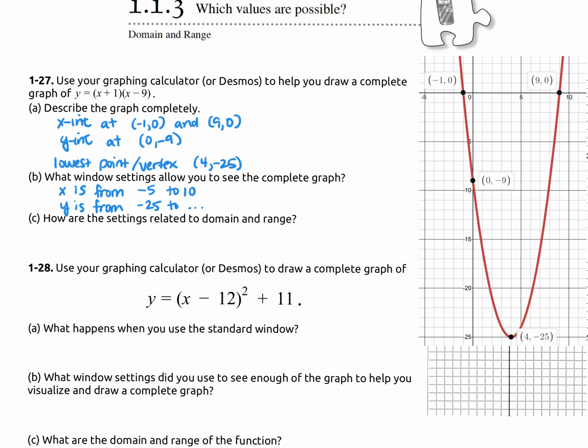And then how are these settings related to the domain and range? Well, in order for you to see the entire function, you have to make sure that you can include all the values, for example, in your range, right? So if you stopped at -15 and had your graph only go to here, you would have missed out on all of this. So it's important that you think about what your domain and range is so that you can get a correct window.